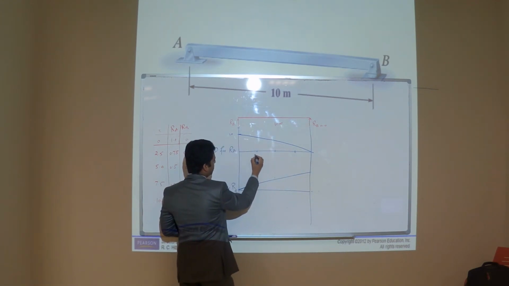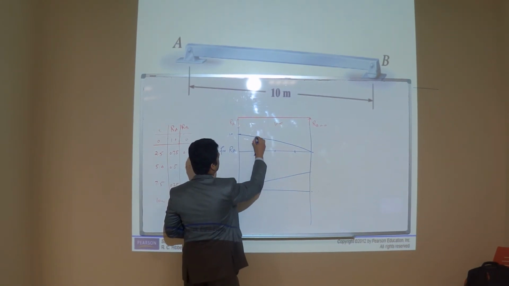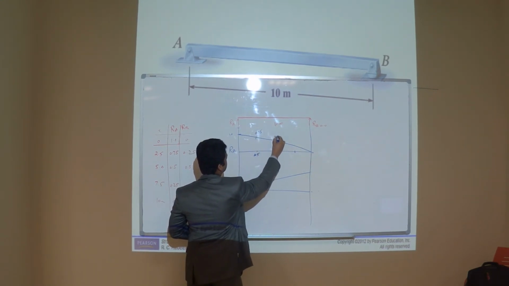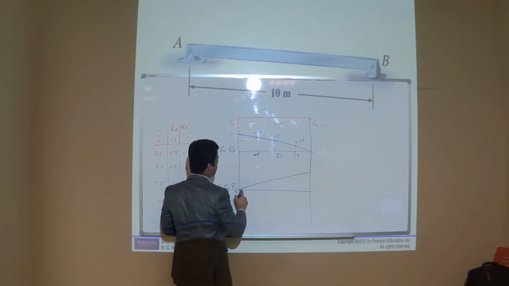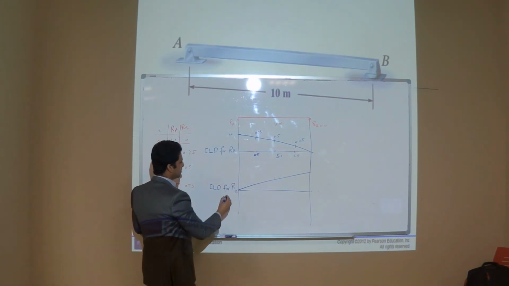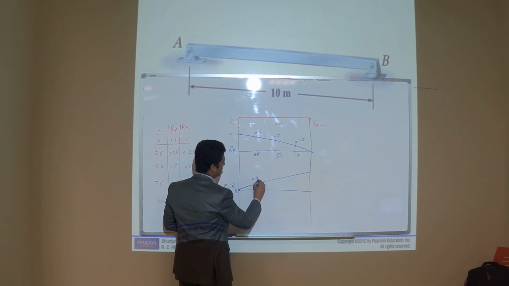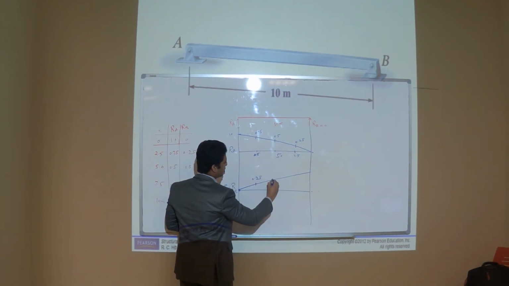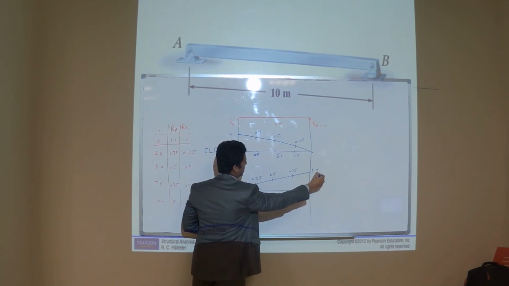When x is 5 meter, it is 0.5. And when x is 7.5, it is 0.25. And in the same way for RB. When x is 0, RB is 0. And when x is 2.5, then it is 0.25. When x is 5 meter, it is 0.5. And when x is 10, it is 1.